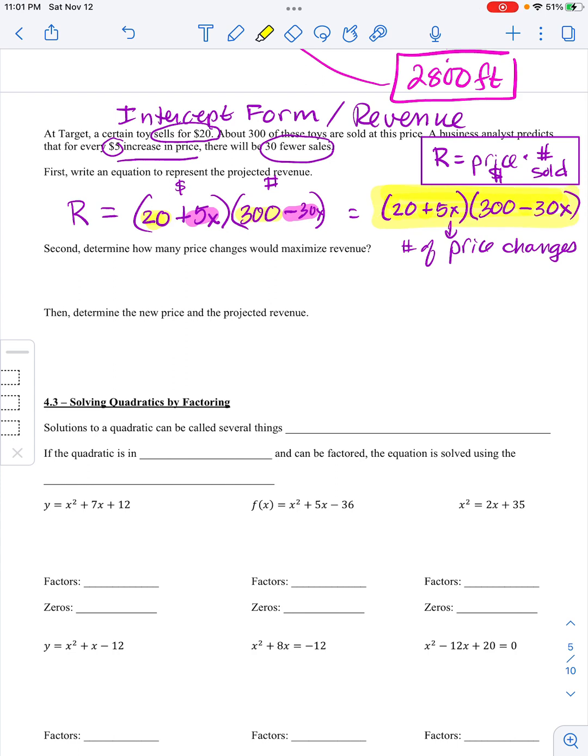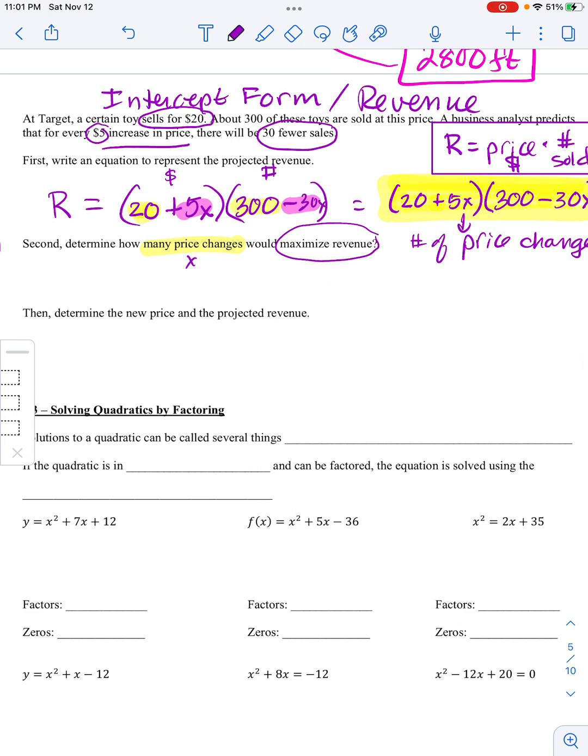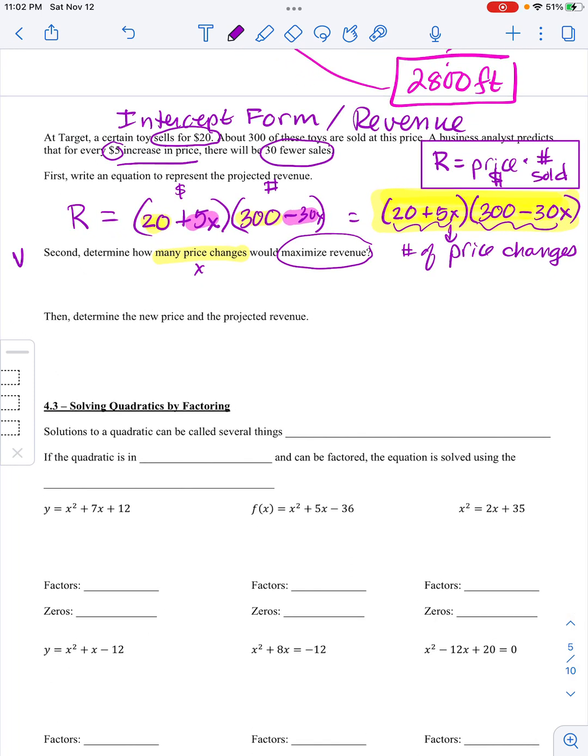So now it says determine how many price changes, so that's asking you to find x, that would maximize the revenue. Okay, so we're looking again at finding the vertex. This one's kind of tricky, again, because to do the vertex here, we need the 0 from this one and the 0 from this one. But it's not as easy as eyeballing it, because we have to actually calculate what makes 20 plus 5x equal 0.